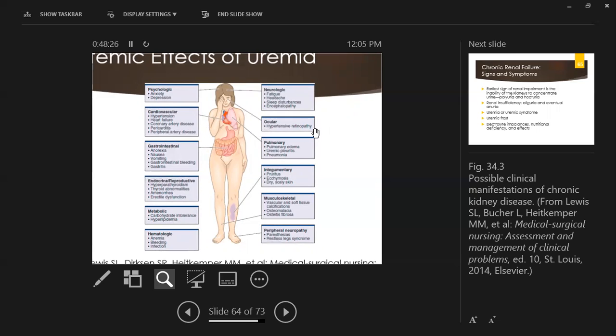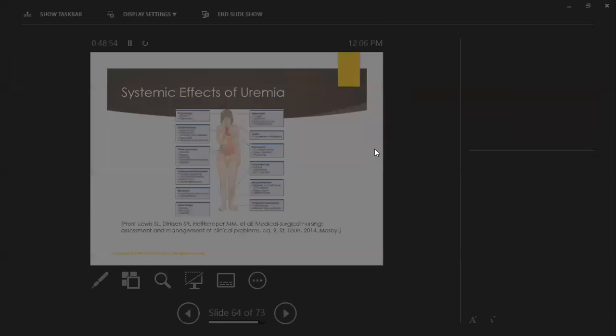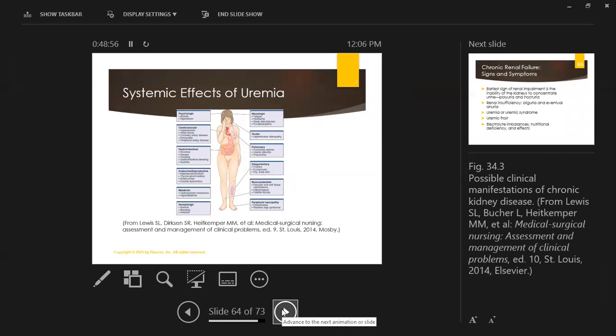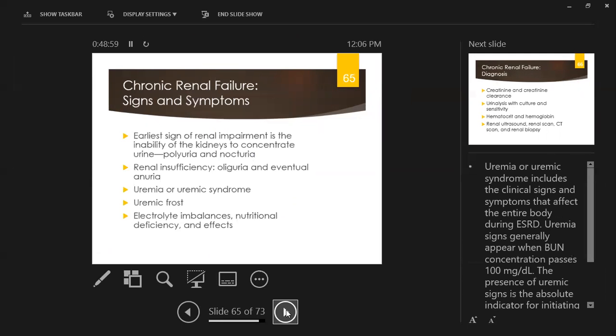Ocular, we may have hypertensive retinopathy, like those retinal bleeds, right? Pulmonary system, we may have pulmonary edema, uremic pleuritis, pneumonia. Integumentary, we have pruritus, ecchymosis, or dry scaly skin. Musculoskeletal, we'll see vascular and soft tissue calcifications and osteomalacia, possibly even osteitis fibrosa. And peripheral neuropathy with paresthesias and restless leg syndrome as a potential. So it's very important that we filter out these metabolic wastes in order to prevent these effects of having a buildup in the blood.